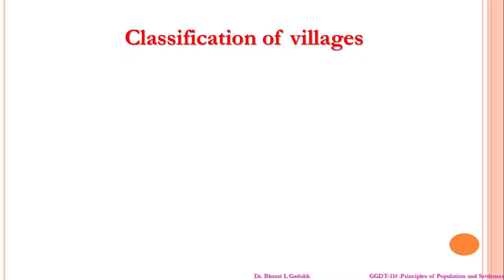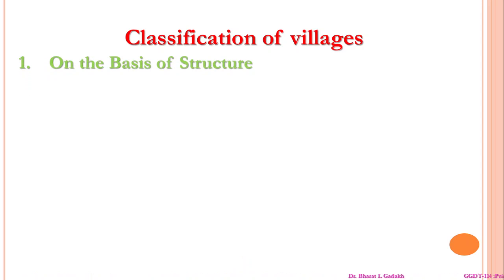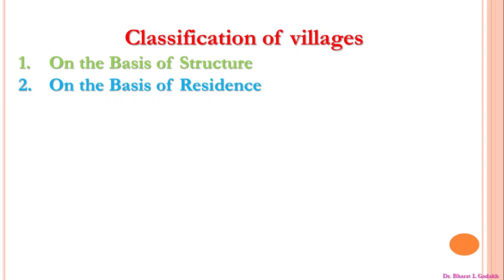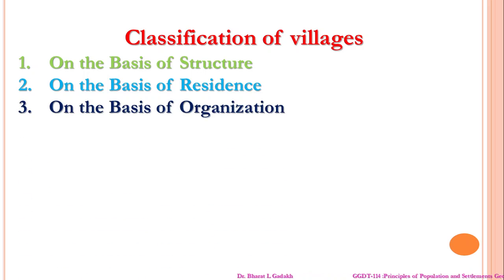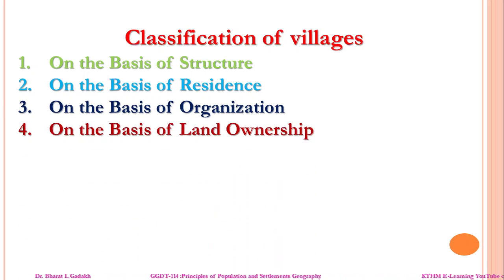Now the classification of villages. The different classifications are: first, on the basis of structure; second, on the basis of residence; third, on the basis of organization; and fourth, on the basis of land ownership. These are the four topics covered under the classification of settlements. Now one by one, on the basis of structure.